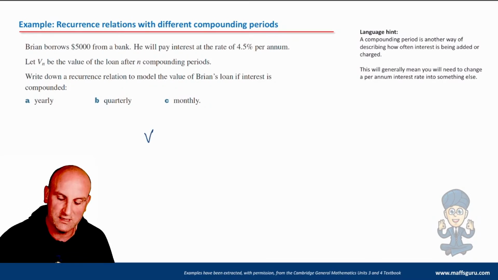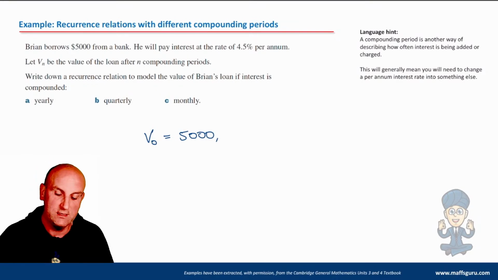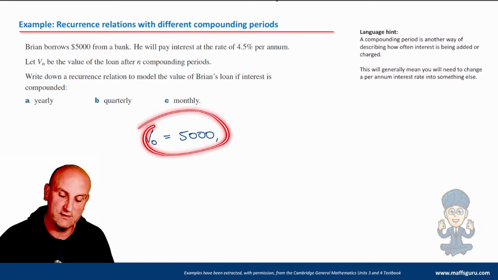Well, a recurrence relation starts with V0 equals, so that's going to be my 5,000. I'm going to do a comma. Put that comma, really important. As I've said before, in a VCAA exam, you actually get 1 mark for writing the correct value of V0. You have to have that comma.